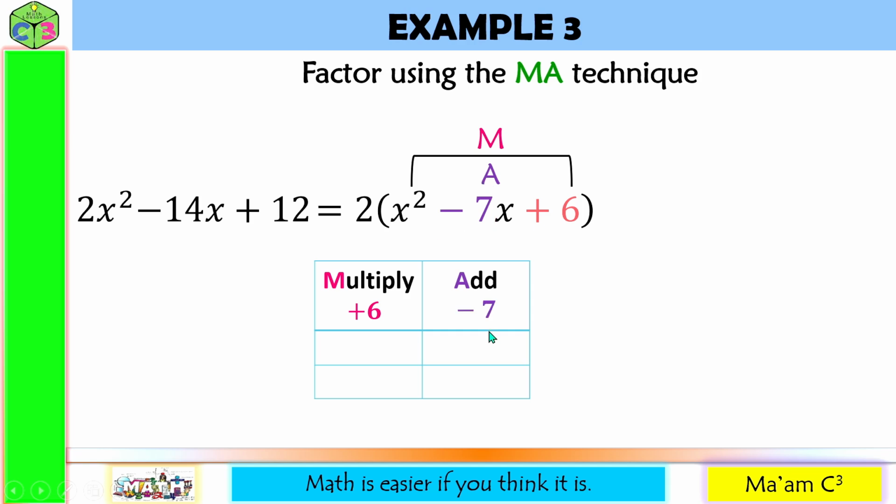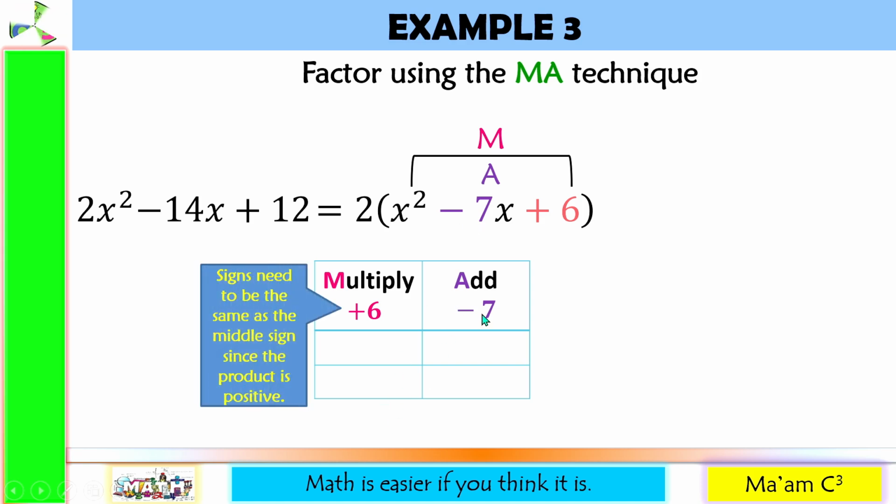I'm going to teach you another technique. Since our third term is positive, the factors that you should think of should have the same signs. For instance, negative times negative will give you positive, or positive times positive will give you positive also. So they have to be of the same signs. But wait, since the middle term is negative, then we should look for factors that are both negative.